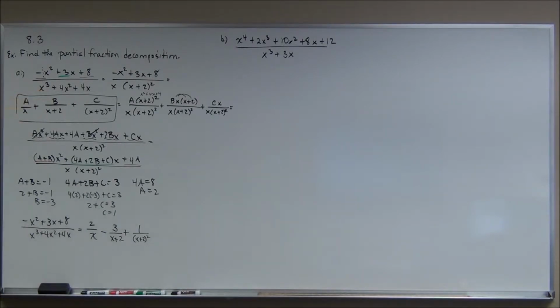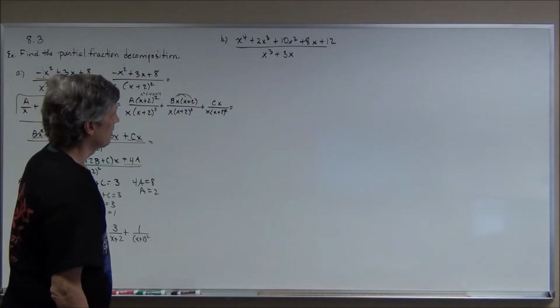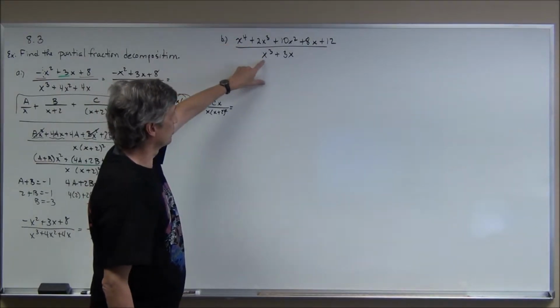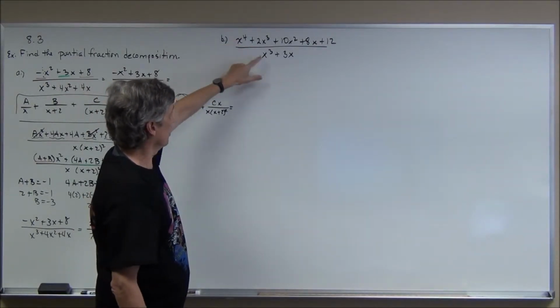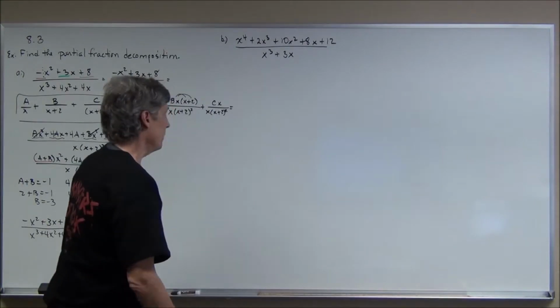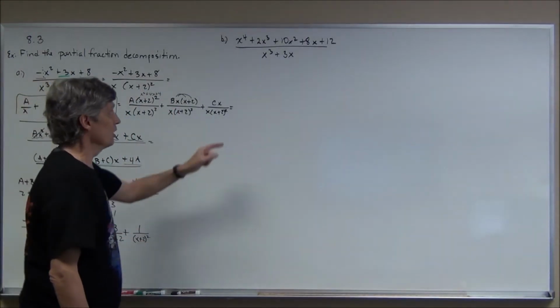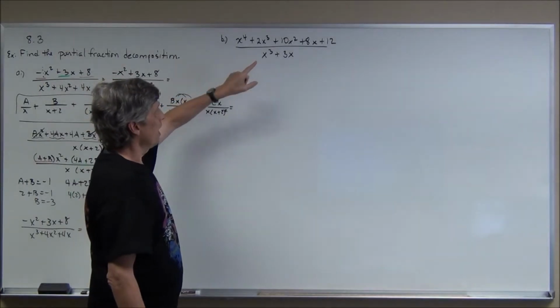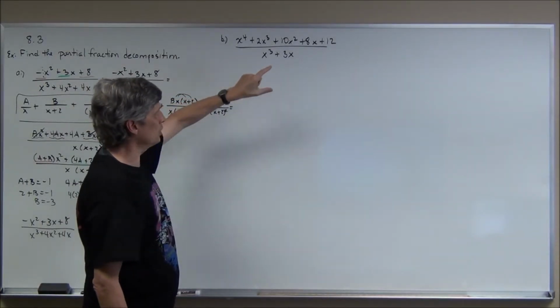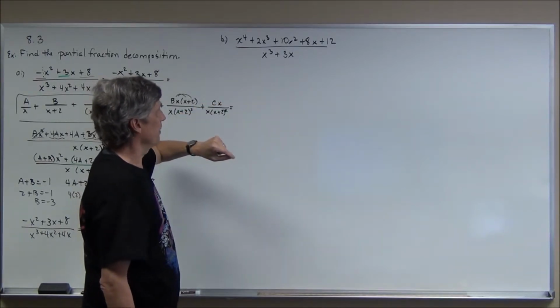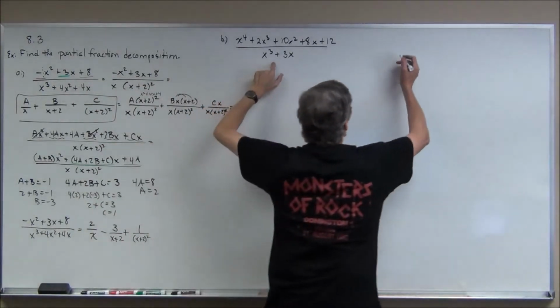Now this one over here, this one's a pip. This one, first off, notice that the degree of the numerator is greater than the degree of the denominator. If it's greater than or equal to, your first step is not to find the form. Your first step is to divide. You're going to rewrite this guy as a quotient plus a remainder, and then we're going to do the partial fraction on the remainder. So a little scratch work over here.